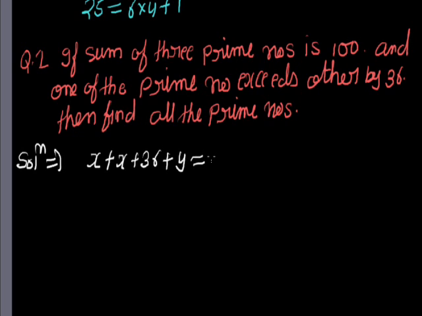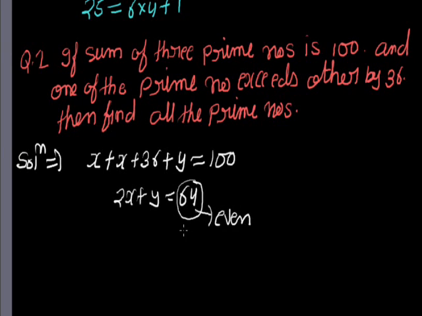The sum of all three prime numbers according to the question is equal to 100. So from here we can write 2x plus y is equal to 64. Okay, now we have only one equation and we have to find the values of x and y. Now here we observe that the sum of these two numbers is equal to 64. Now 64 is an even number. Now if the sum of two numbers is an even number, then it is necessary that both the numbers should be even or both the numbers should be odd.